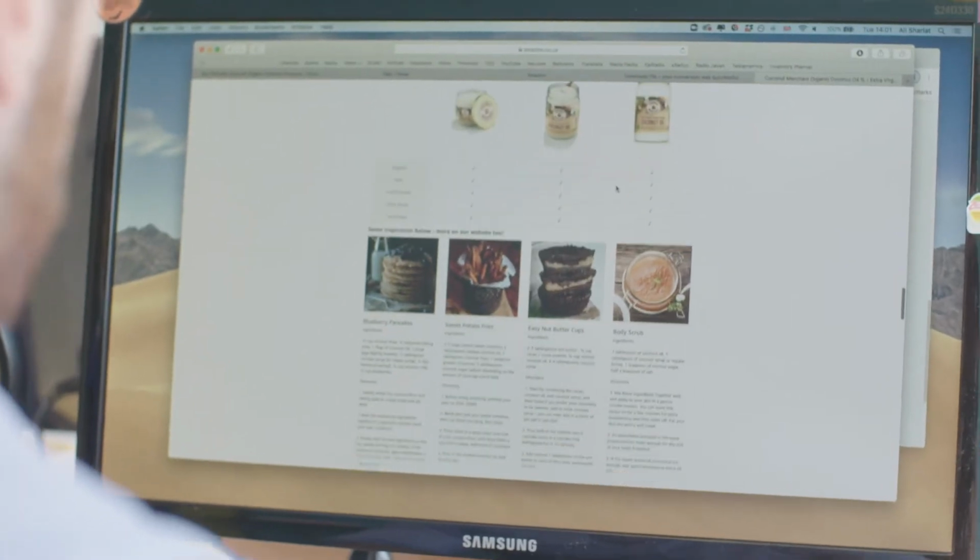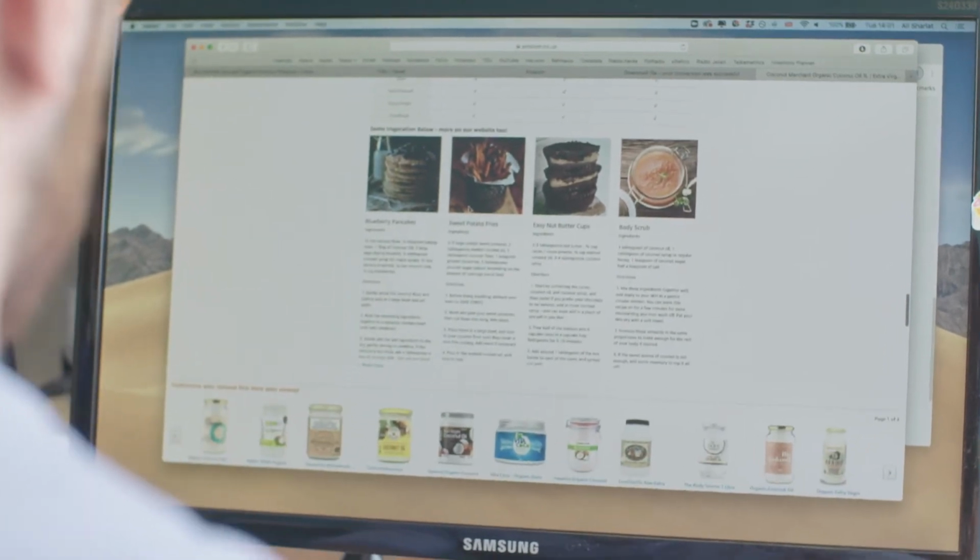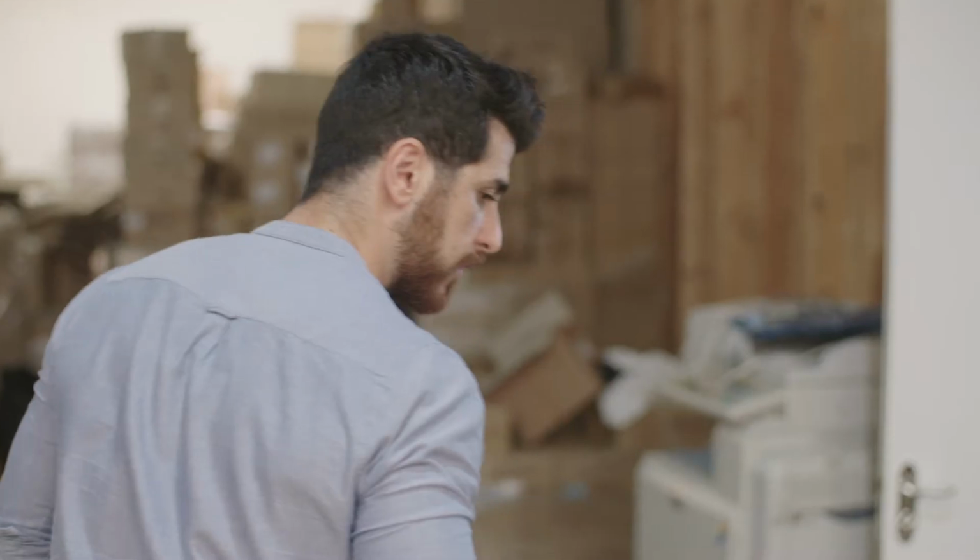Now the second is A+ content gives you a chance to give really nice images. So use those images for inspiration. If it's food products, explain some recipes. You have a lot of space for some really nice visual content there.